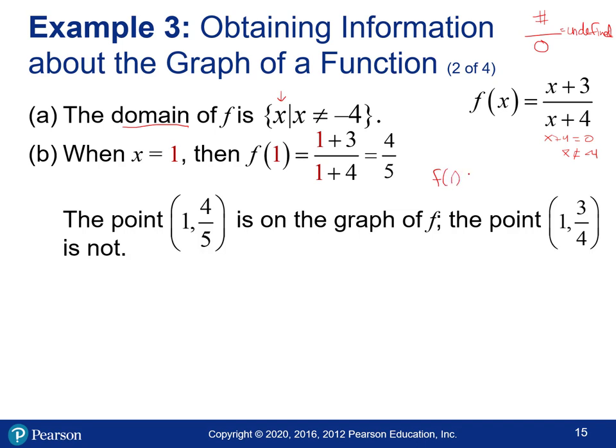So f of 1 equaled 3/4. It did not, sorry, it equaled 4/5. It did not equal 3/4. So no, that point's not on the graph.